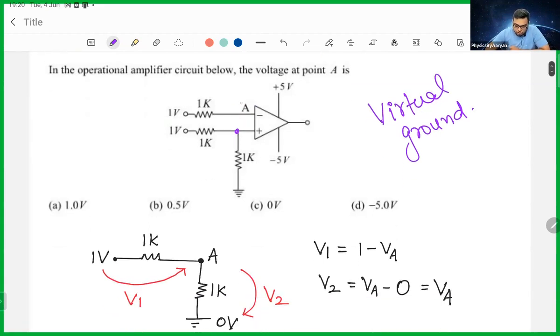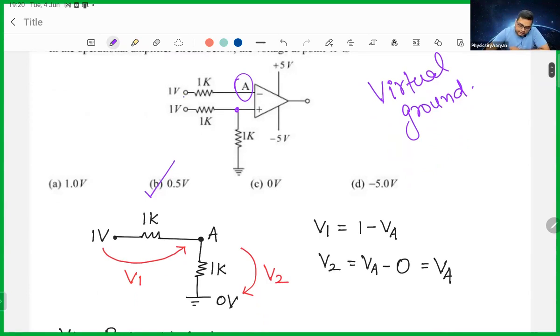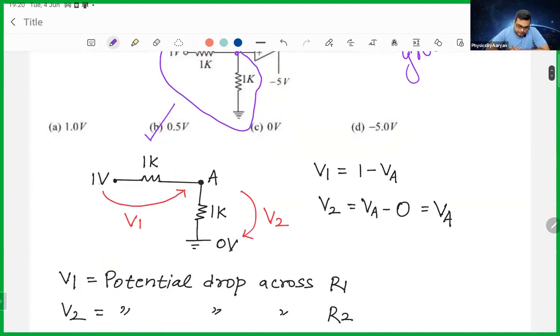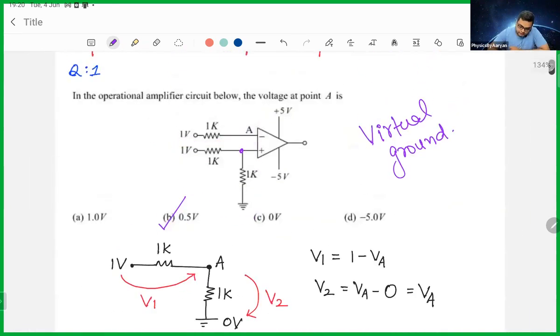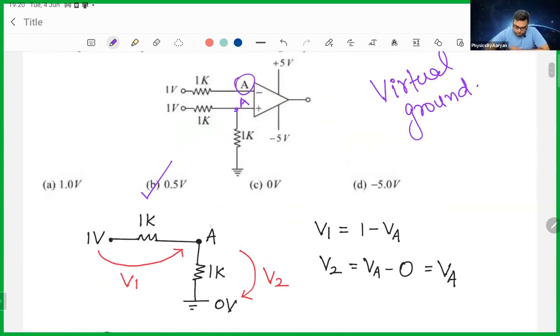If you have already watched my lectures, can anyone tell me what is an answer that I can expect? 0.5 volt, perfectly fine. And the reason for that is, let's look at this bottom circuit. This side is at 1 volt. This side is grounded, so grounded means 0 volt. And I need the voltage at this point. If this is A, then this is also A, because I just said that the voltage at both the inputs is the same. So this point is A.